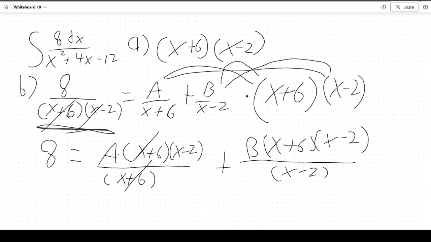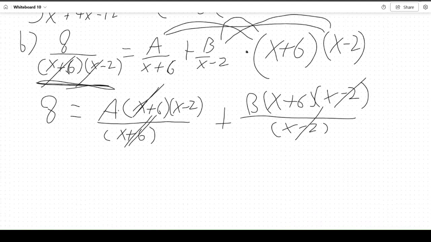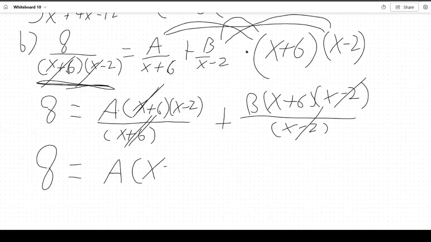So when we're multiplying this, we can take out the x plus 6 in the a side, and we can take out the x minus 2 in the b side. So we are left with 8 equals a times (x minus 2) plus b times (x plus 6).